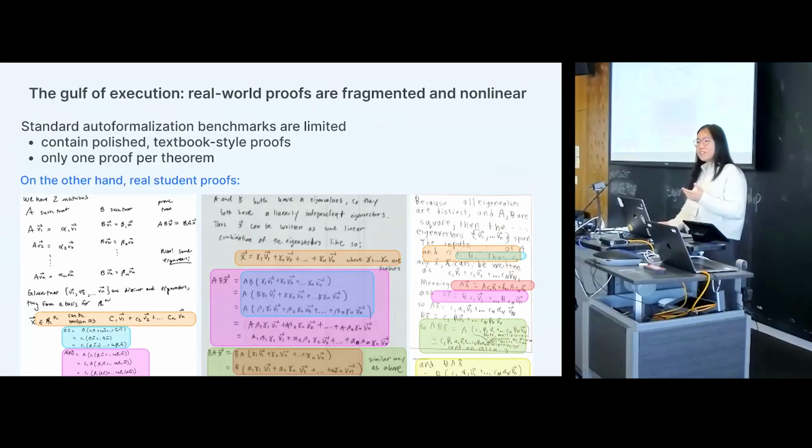So recently, the latest LLM seems to be doing quite a good job in auto-formalization. However, in a real-world context, auto-formalization is still a very challenging task because, firstly, the standard auto-formalization benchmark mainly contains just polished textbook-style natural language proofs.